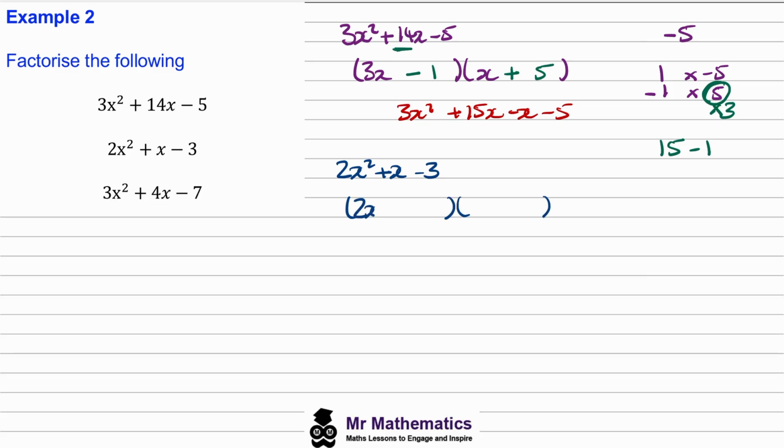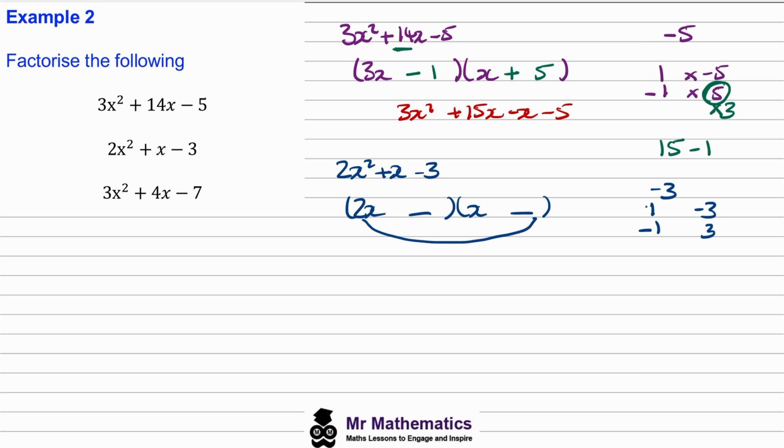We'll have 2x in our first bracket, x in our second. And we need to look at the factors of negative 3. So this is 1 and negative 3, and negative 1 and positive 3. So the question is, which one, when we double it, would go here, and which one would go now? So what do you think we can do here?